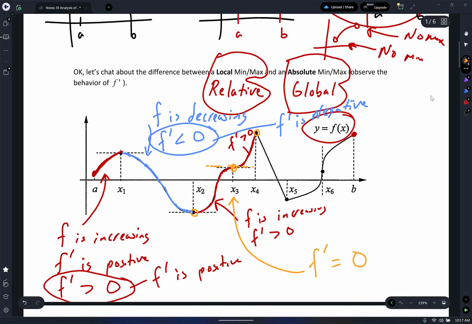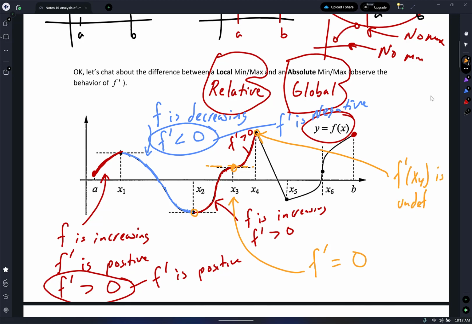Notice that at x4, you see how I have a corner or a cusp at x4? So at x4, f prime of x4 is undefined. And then I have f prime being negative, so sky blue. So there, f prime is negative. We're still okay? Nothing crazy, right?